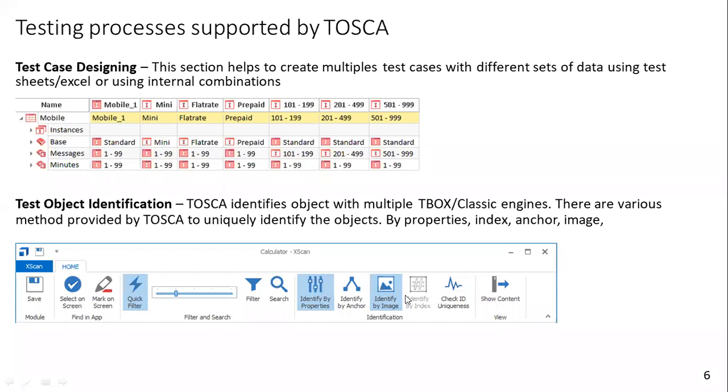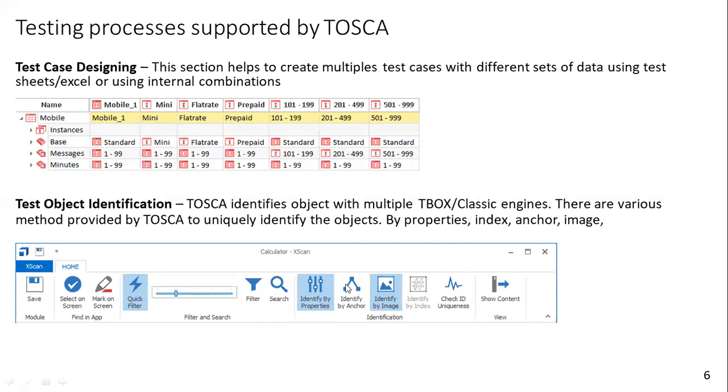If you go to QTP, the only thing you will get is identify by properties. If it is not identifying, then you have to use descriptive programming. In Selenium, you have to use concepts like parent, sibling. Similar concepts are identify by anchor, identify by image, and indexing, which are other methods by which Tosca identifies the test objects very easily.